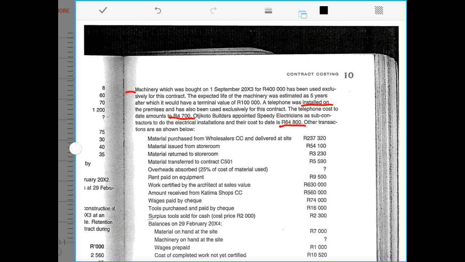Material was purchased from the warehouse and delivered to the site. So this is the material issued from the storage. So now this was the storage that is within the site. This was straight from the warehouse of this business, but this was within the storage that I think will be on the site. Then material was returned to the storage, and this was the return of the material, and they list all the entries.